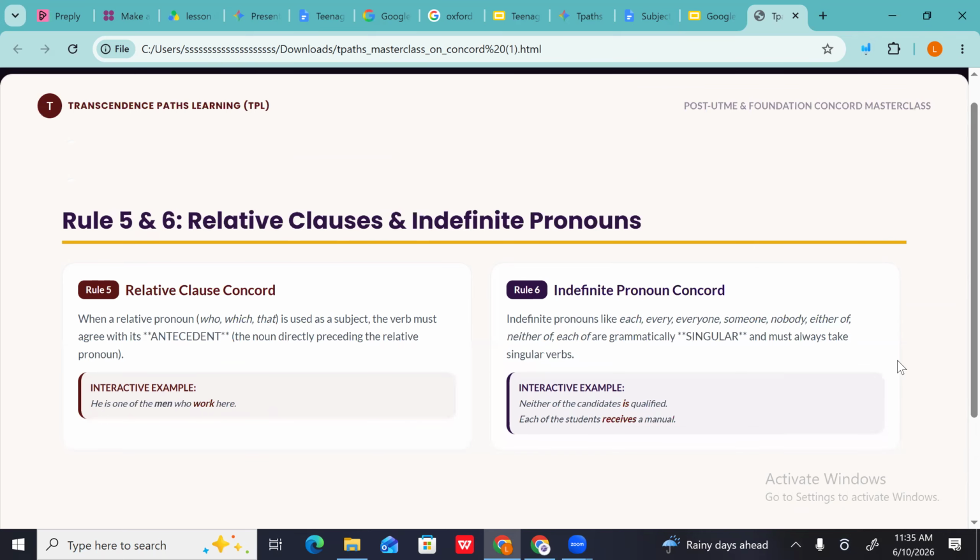Next, relative clauses and indefinite pronouns. Relative clause concord: when a relative pronoun such as which or that is used as a subject, the verb must agree with the antecedent, the noun directly preceding the relative clause. That's the word antecedent. Look at it.